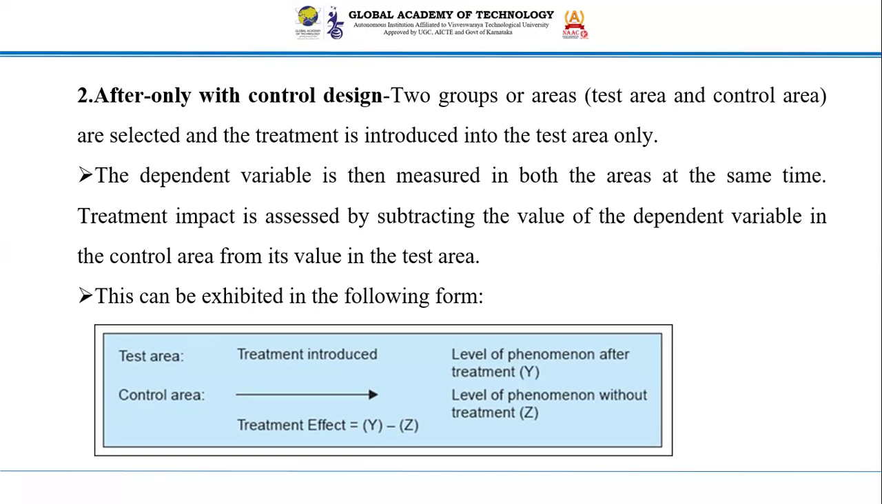You can see here the control area is having two levels of phenomenon. One is after treatment, the other one is without treatment. So after the treatment is considered as Y, and without treatment considered as Z. So in the test area, if the treatment is introduced, then the level of phenomenon after the treatment will be produced. In the control area, the treatment effect will be after minus without treatment, that is Y minus Z.